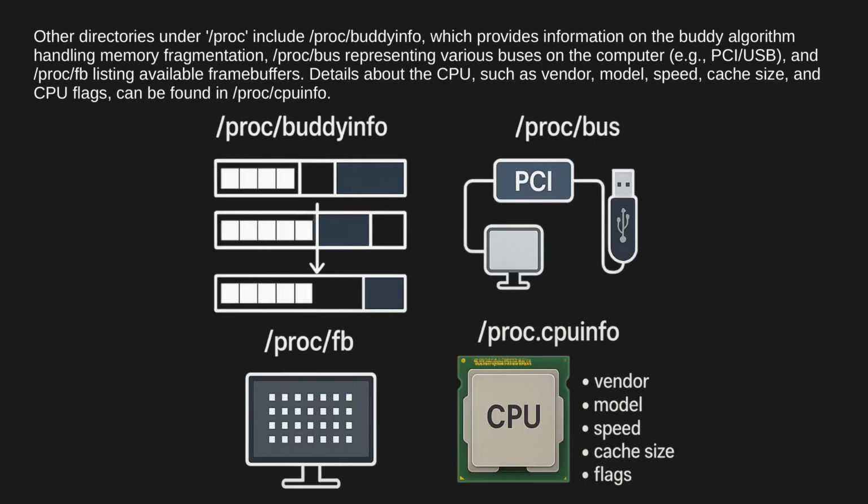Other directories under /proc include /proc/buddyinfo, which provides information on the buddy algorithm handling memory fragmentation, /proc/bus, representing various buses on the computer, e.g. PCI or USB, and /proc/fb listing available frame buffers. Details about the CPU, such as vendor, model, speed, cache size, and CPU flags, can be found in /proc/cpuinfo.